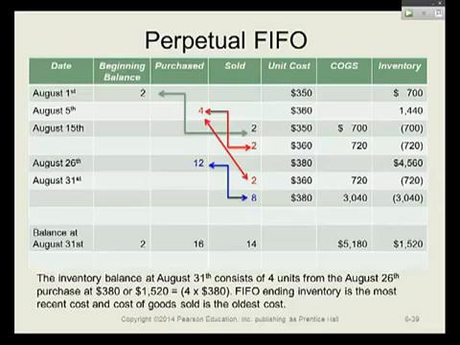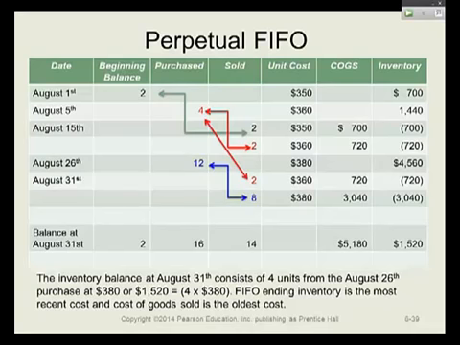Okay. So, once again, we start with 2 units at $350 or 700. We buy another 4 at $360, and that's $1,440. That's my total inventory at this point. All right, so here's the key. On the 15th of the month, we sell 4 units. The first one's in, the first one's out. So the first two come from the beginning inventory, first in, first out.